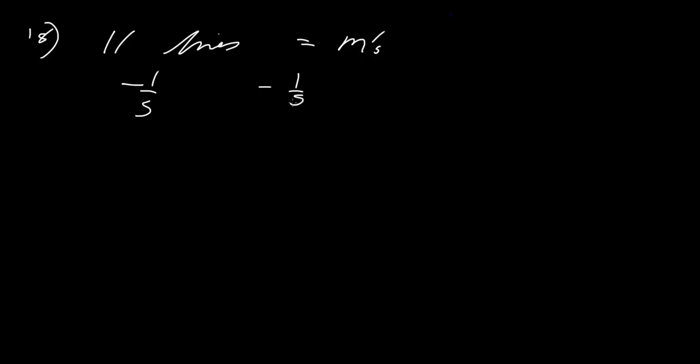Question 18 is very simple. They say, if a line has a gradient of -1 over 5, what is the gradient of a line parallel to that line? We know that parallel lines have equal gradients. So if a line has gradient -1 over 5 and a line is parallel to it, the gradient of that line is also going to be -1 over 5. Okay.